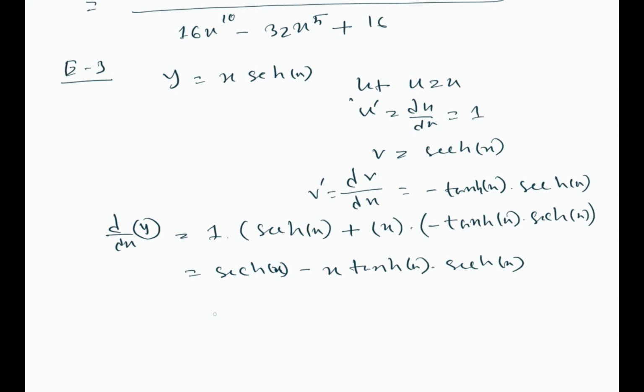Yeah, we can do one more thing. We can take a common factor. This is hyperbolic sec of x, then we are left with only 1 on the left side, so 1 minus x times hyperbolic tan of x. Okay, so this is the final answer for this question.